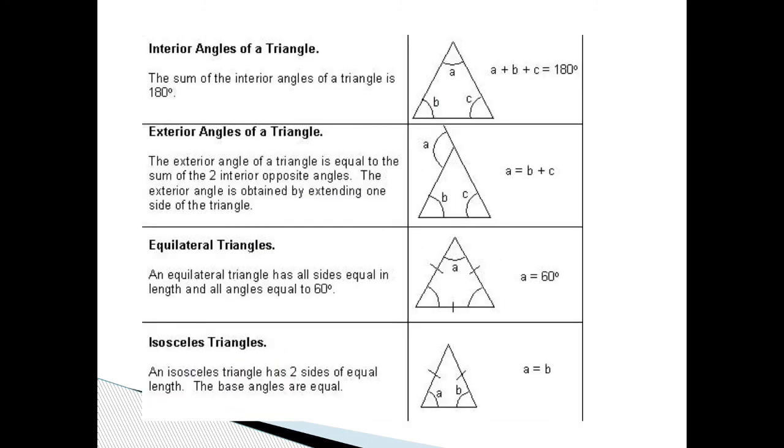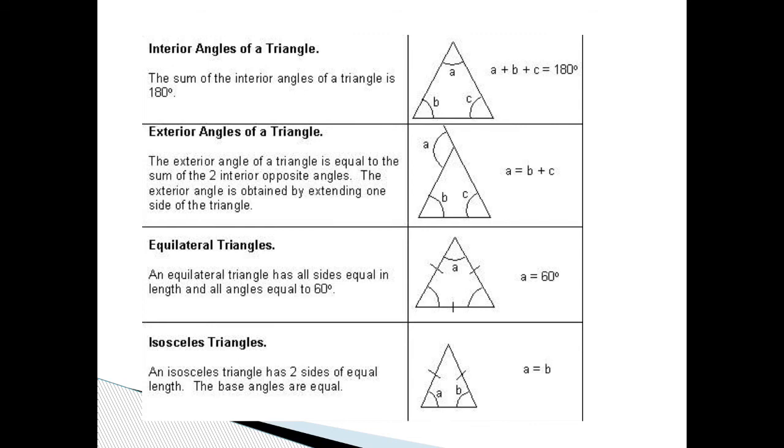It's very important to know the rules of a triangle. Let's start with the interior angles of a triangle. The sum of the interior angles of a triangle is 180 degrees. So A plus B plus C, if angles are added together, it will give you 180 degrees. The exterior angle of a triangle is always equal to the sum of the two interior opposite angles. The exterior angle is obtained by extending one side of the triangle. So A is equal to B plus C.